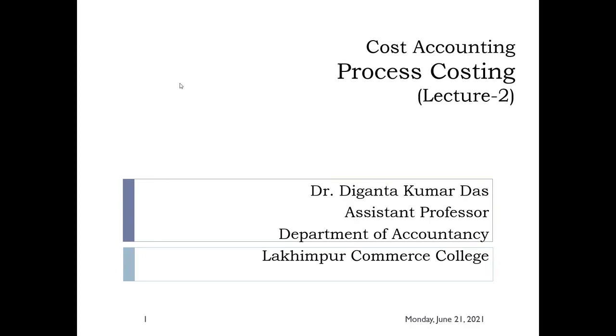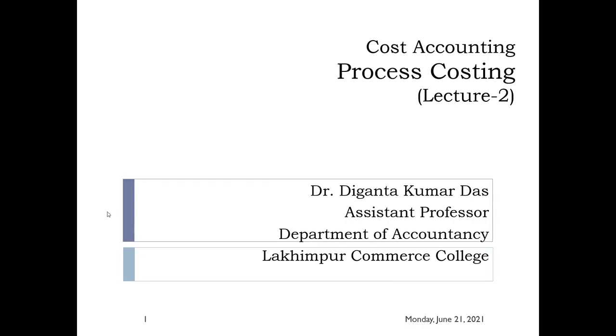If there is an abnormal process loss, then there must be some value of this abnormal process loss, which is to be sold. We have to calculate this value by using certain formulas. So in process costing, generally there are two types of process loss: normal loss and abnormal process loss. Sometimes there is also abnormal gain, or abnormal effective.